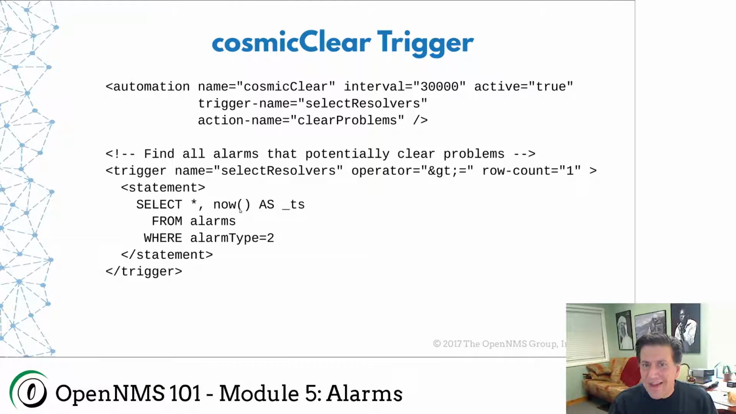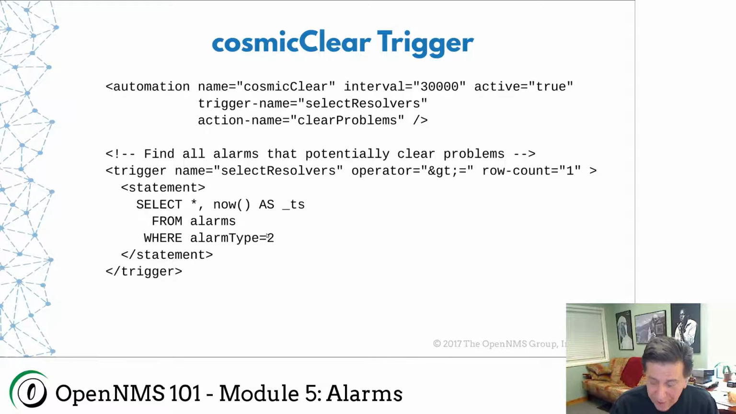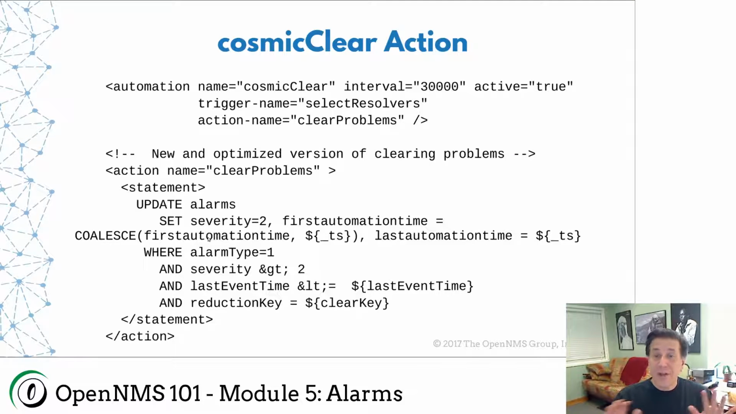Remember I told you we're going to skip this now as underscore timestamp? What this does is when we run this select statement, it grabs the current time and puts it in a variable called underscore timestamp. And so this says set severity equal to 2 and first automation time equal to either the first automation time if it exists, or if first automation time is null, set it to the current time. This underscore timestamp is the time we grabbed here. So it's going to set the first automation time if it isn't already set. If this automation has already run, we already have a time for it. And then we always set the last automation time to the current time. So we may or may not have run this before, but we definitely ran it now.